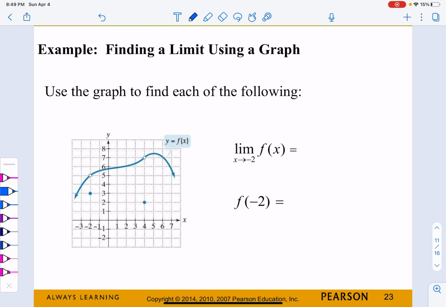So let's take a look. It says finding a limit using a graph. So if we have the limit as x approaches -2, we find our -2 value on our graph and we go to our function. As we approach that -2, what are we approaching? We are approaching the value 5. But it asks then for what is the value of the function at -2. The value of the function at -2 is wherever we see that colored in circle. That colored in circle is at a value of 3. So the limit and the value of the function are not equal to each other.